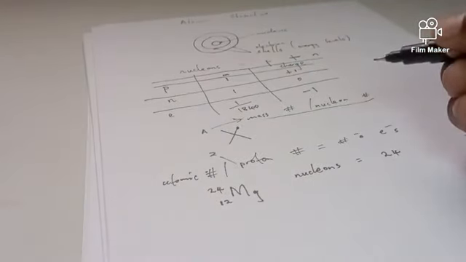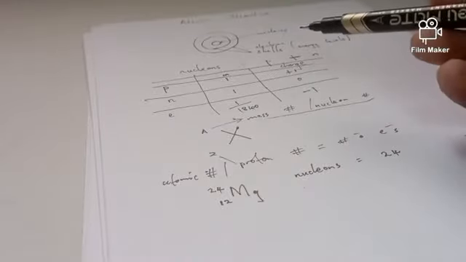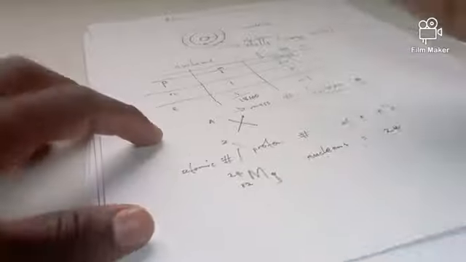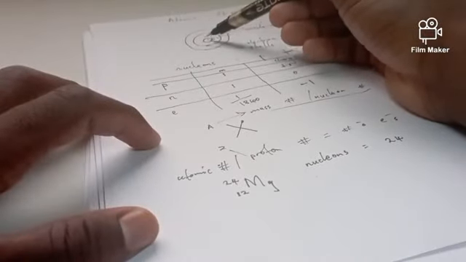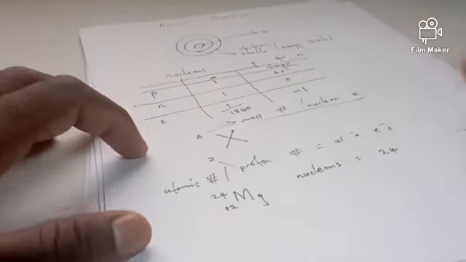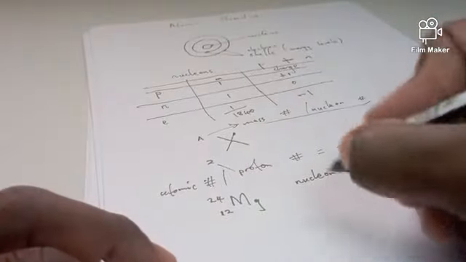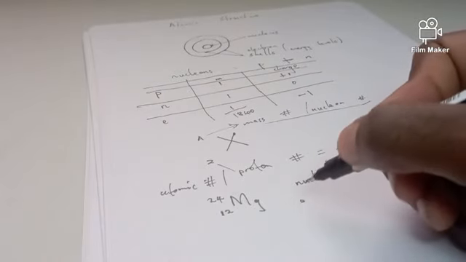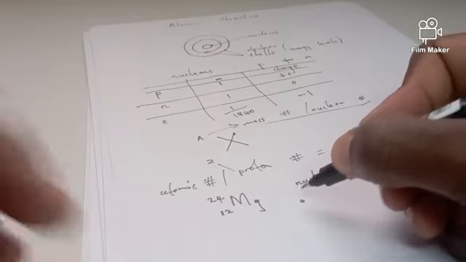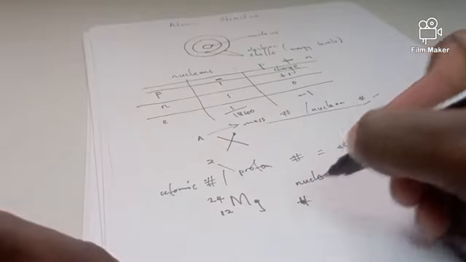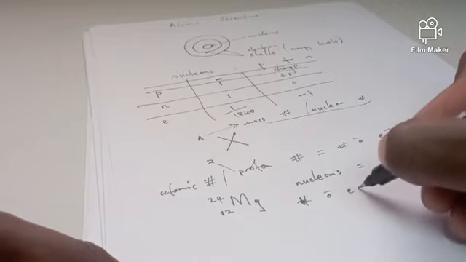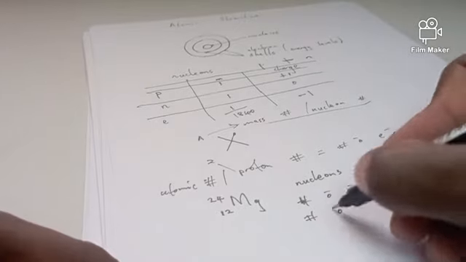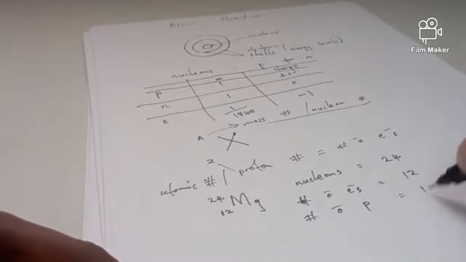The 24 constituents are the protons and the neutrons that exist within the nucleus, as we have already established that these subatomic particles exist in the nucleus. Then the atomic number is 12. That means we have 12 protons, we have 12 electrons. So the number of electrons is equal to 12. Number of protons is equal to 12.